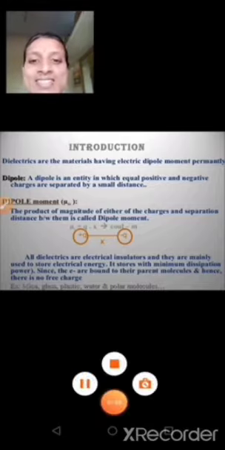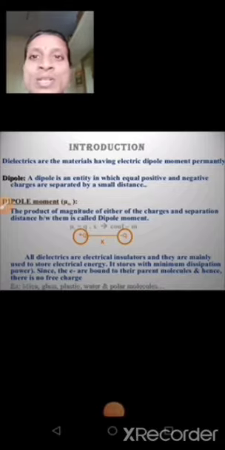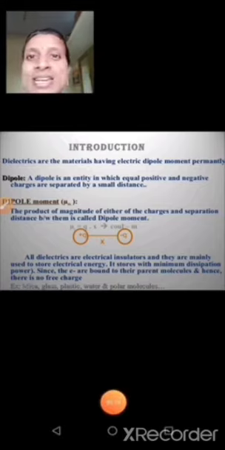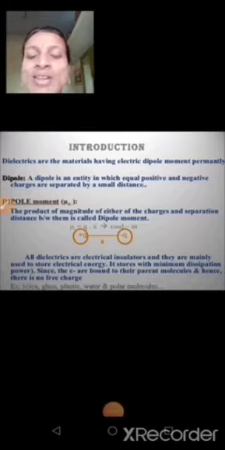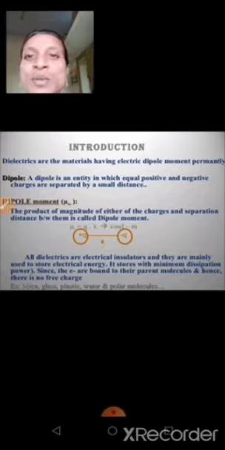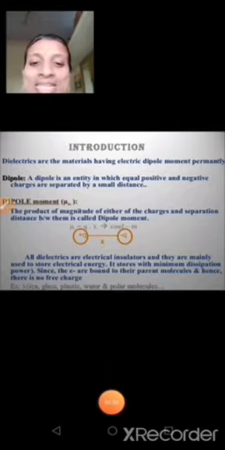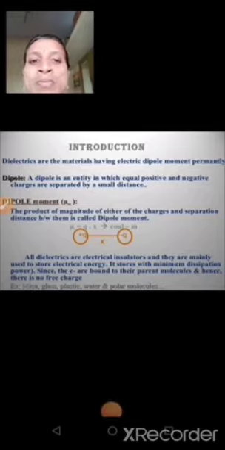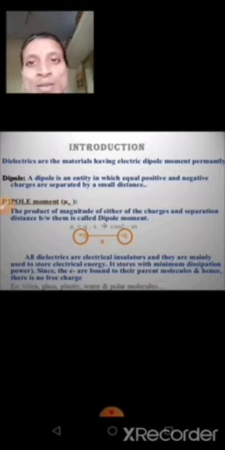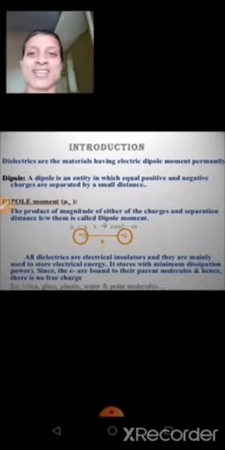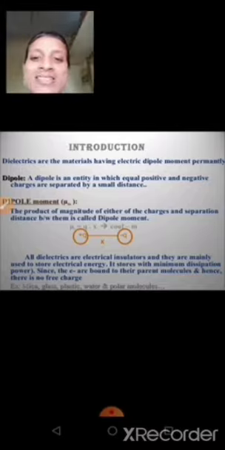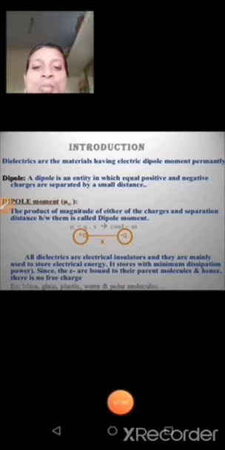Next, all dielectrics come under electrical insulators. We know that electrical materials are of two types, conductors and insulators. Conductors transmit the charge, and insulators cannot transmit the charge because all the electrons are in bound conditions. We use these dielectric materials for storing electrical energy, with minimum power dissipation. Here the electrons, e minus, are bound to the parent molecules. E minus means electrons, which have negative charge. Hence, there is no free charge. Examples of dielectric materials are mica, glass, plastic, water and polar molecules.